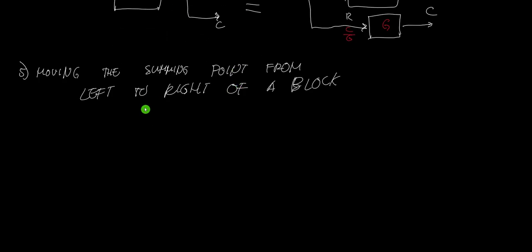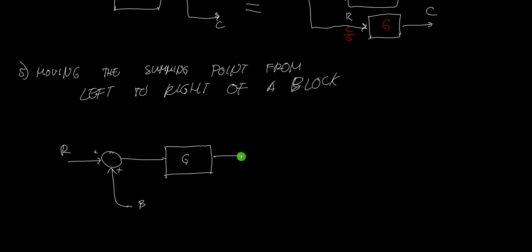It's still the same. If I want to move the summing point from left to right, say I have a block G here, then I have a summing point somewhere here. I have an input, then I have a signal here. If this is plus and this is plus, then this signal, let's call it B. This is the feedback signal usually. Then we have an output C.